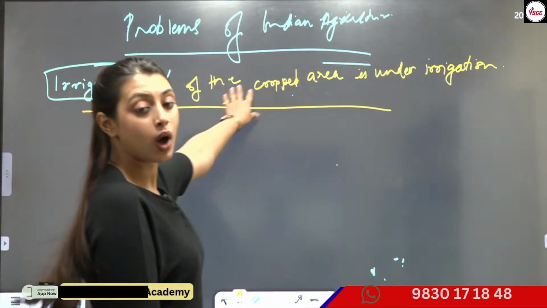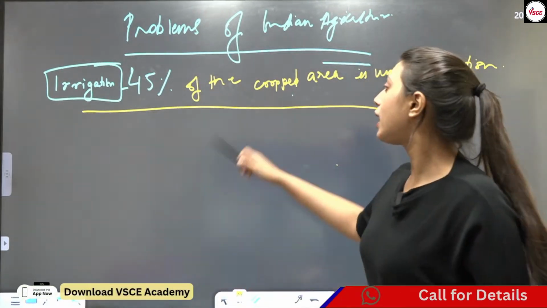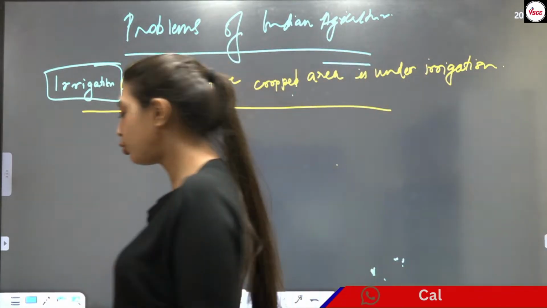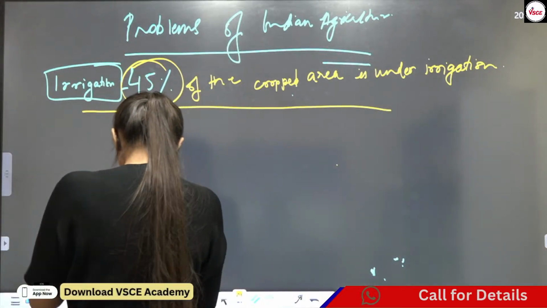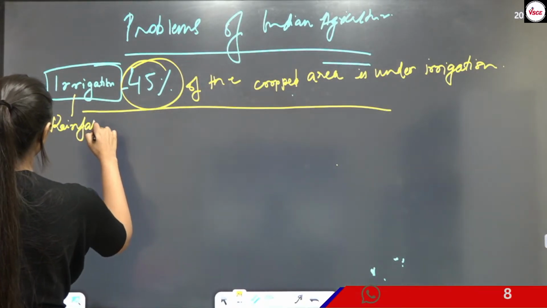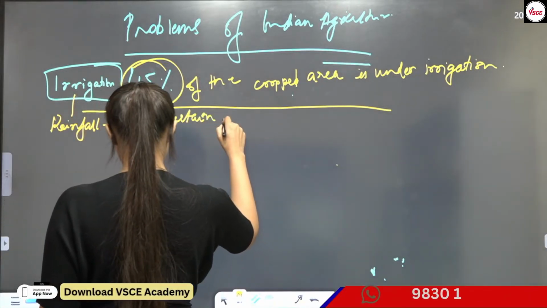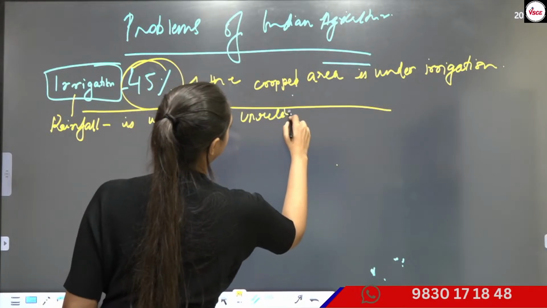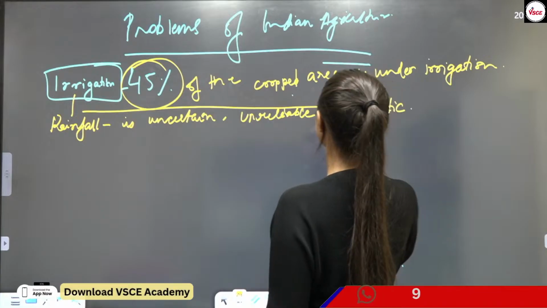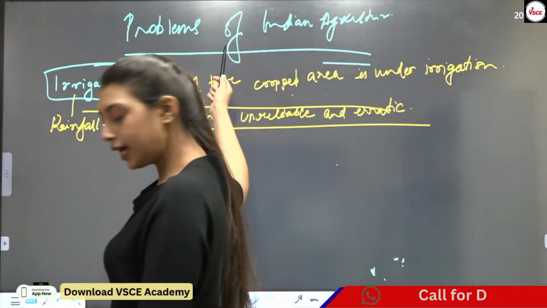Why? Because here we are directly dependent upon the rain, right? So for a country like this, irrigation is the most important resolution that you have to depend upon, right? Because here rainfall is uncertain. What will I write about rainfall? Rainfall is uncertain, unreliable and erratic. So in that case we have to depend upon irrigation, right?